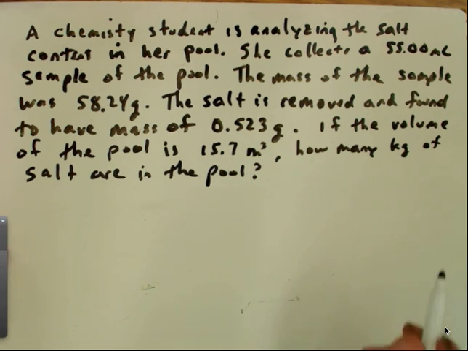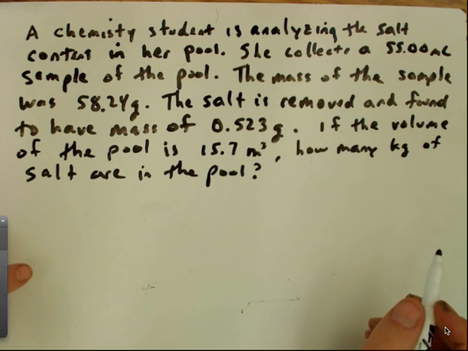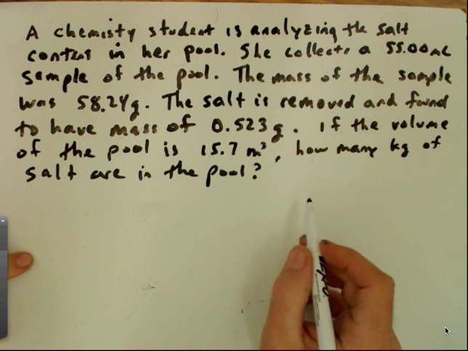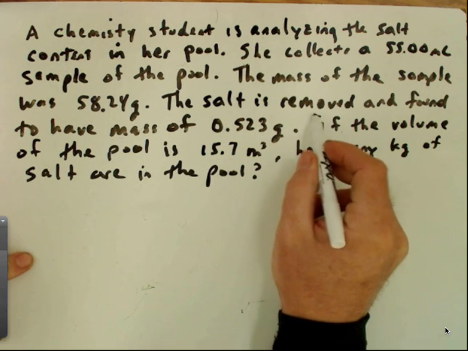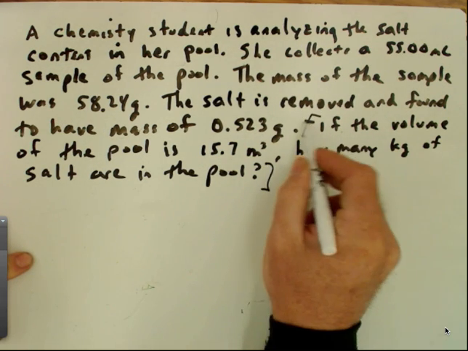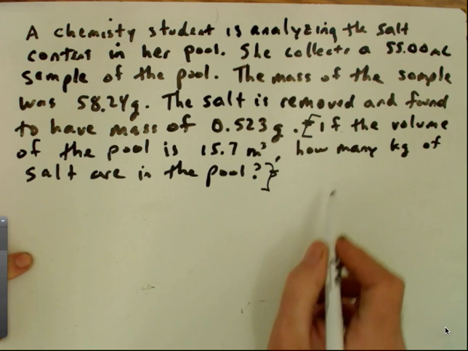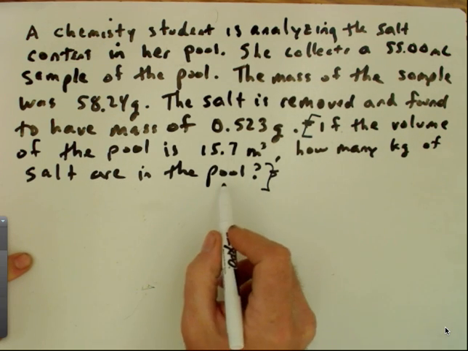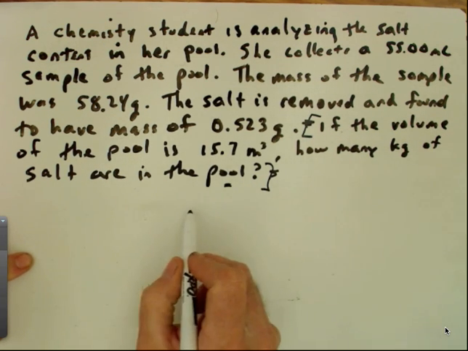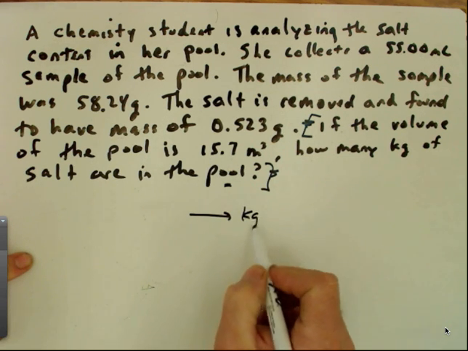Okay, so let's look at what we're asked. So we've been taught, how do you decide where to start? Well, find the part of the problem that has the question mark in it. And so here it is. If you look from there to there, there's the part that has the question. And it says, how many kilograms of salt are in the pool? Okay, so when I get done, I have to end up with kilograms of salt.